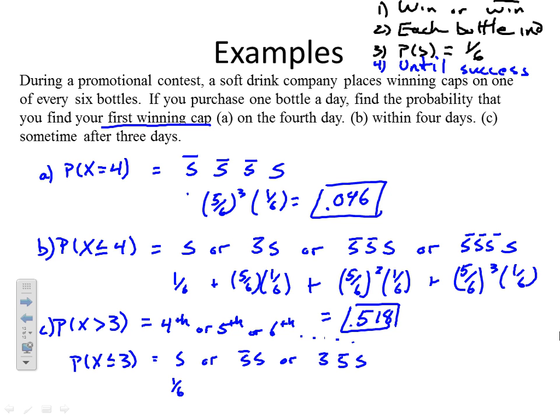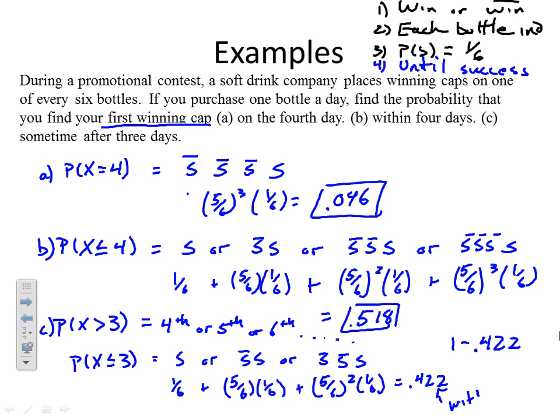So if we can figure out those probabilities, then 1/6 plus 5/6 times 1/6 plus 5/6 squared times 1/6 is 0.422. There's a 42% chance we win within 3 days. So 1 minus 0.422. This is within 3 days, so the opposite of that would be after 3 days. So 1 minus 0.422. There's a 57.8% chance that we win after that third day.